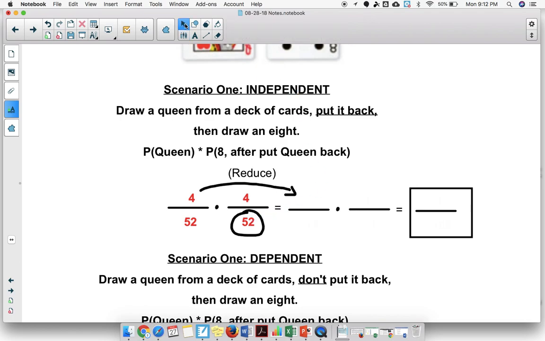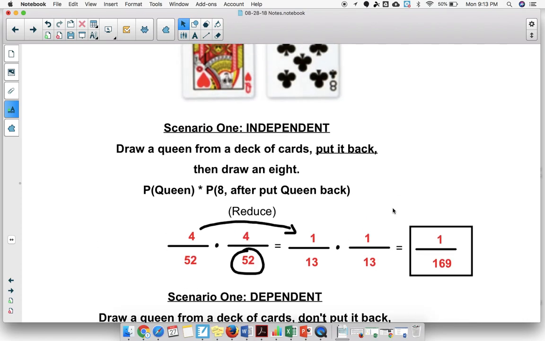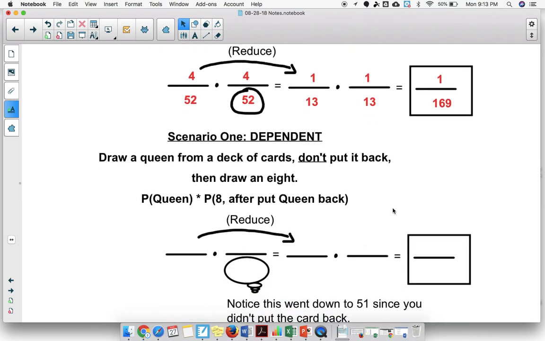All right, if you look at those two fractions or those probabilities and multiply them, we could end up getting a pretty big number. That's why I always choose to reduce them first. If you don't, you'll still get the right answer, but you'll have to reduce the number when you get done. So I would reduce both of those to 1 over 13 and multiply across. 1 times 1 is 1. 13 times 13 is 169. So there's really only a 1 out of 169 chance that you would draw a queen and an 8 on 2 draws in a row.